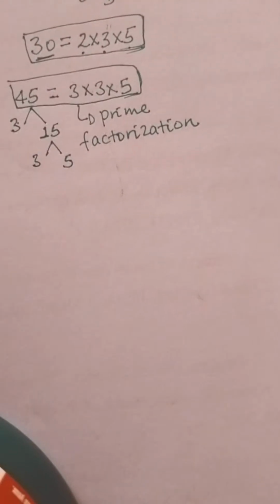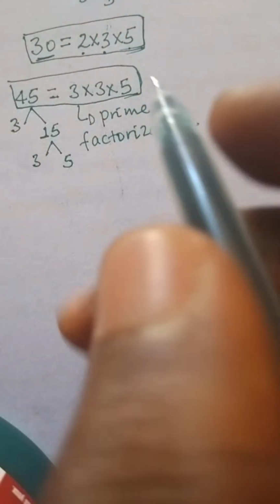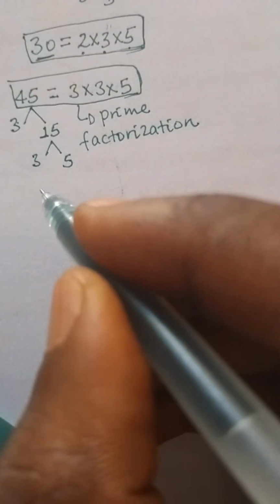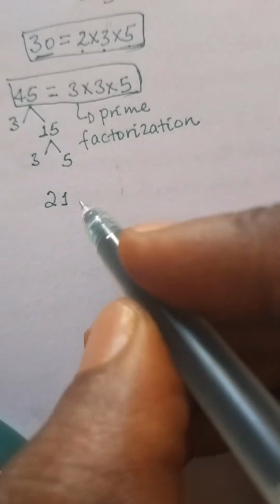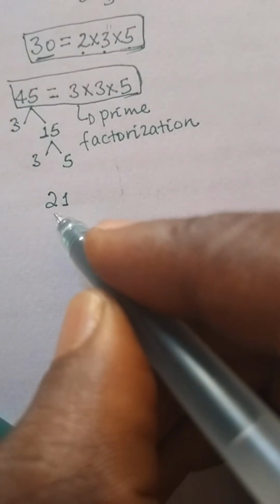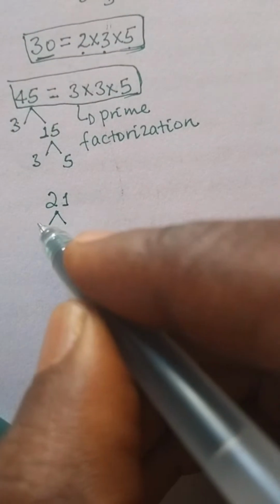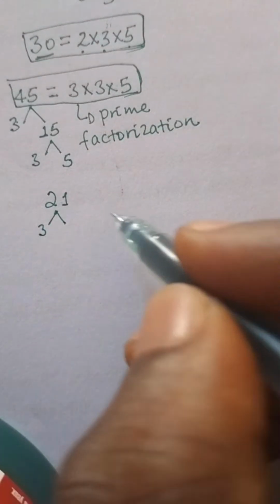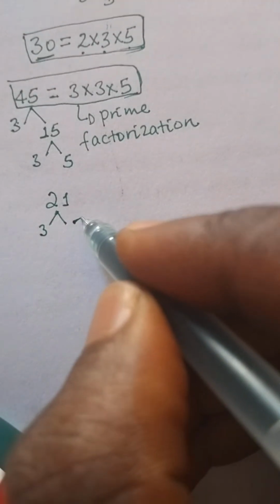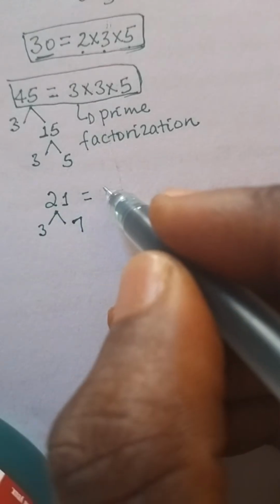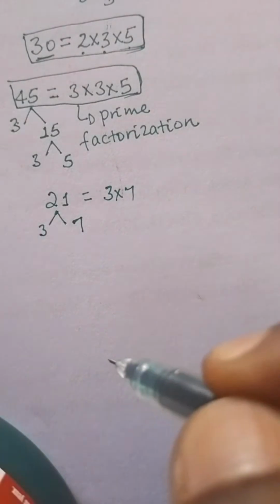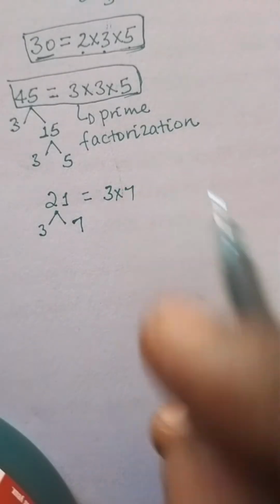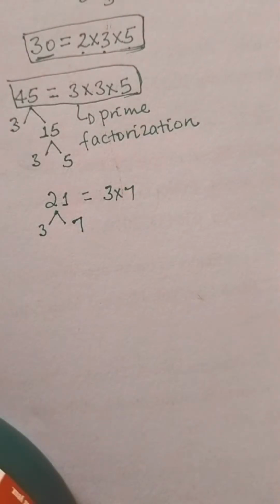Okay, let's take another example, say 21. 21 is not divisible by 2, so let's move to 3. Is it divisible by 3? Yes. 3 times 7. So 21 is expressed as 3 times 7. That's very simple.